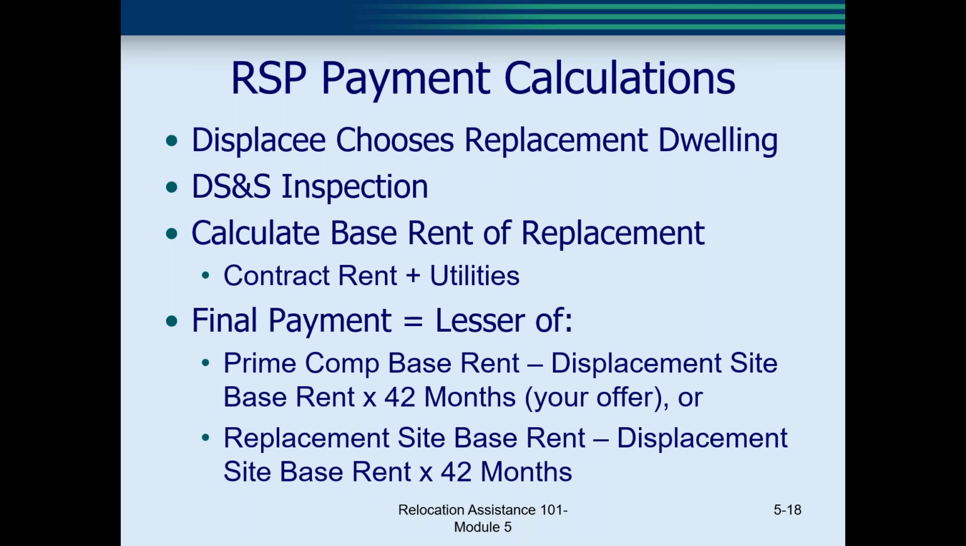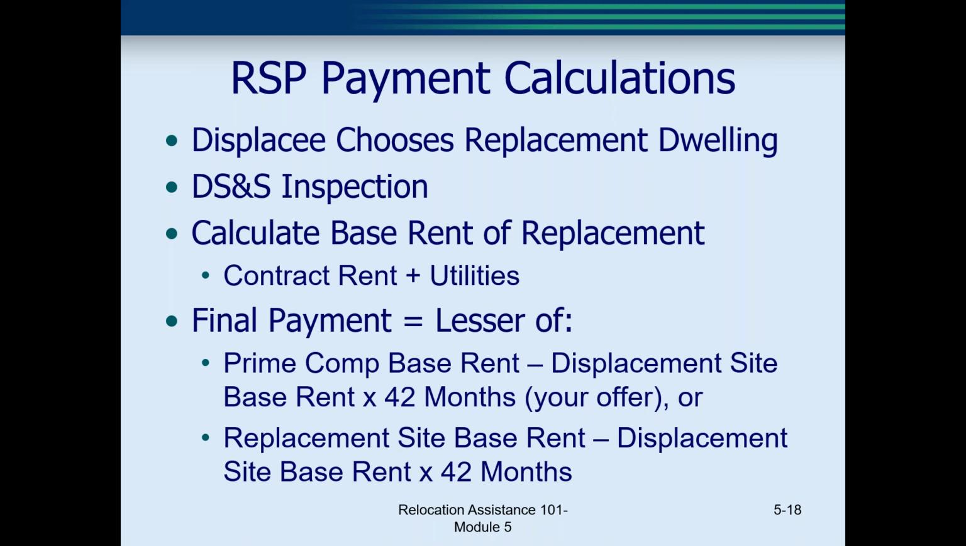Now, after you've made your offer and the displacee finds a replacement site, then you must calculate their actual rental supplement payment, commonly referred to again as the rental assistance payment. So you'll need to visit the replacement site. You need to perform that decent, safe, and sanitary inspection that we talked about in a previous module, as we cannot give them money and participate in them occupying, even as tenants, something that is not DS&S.